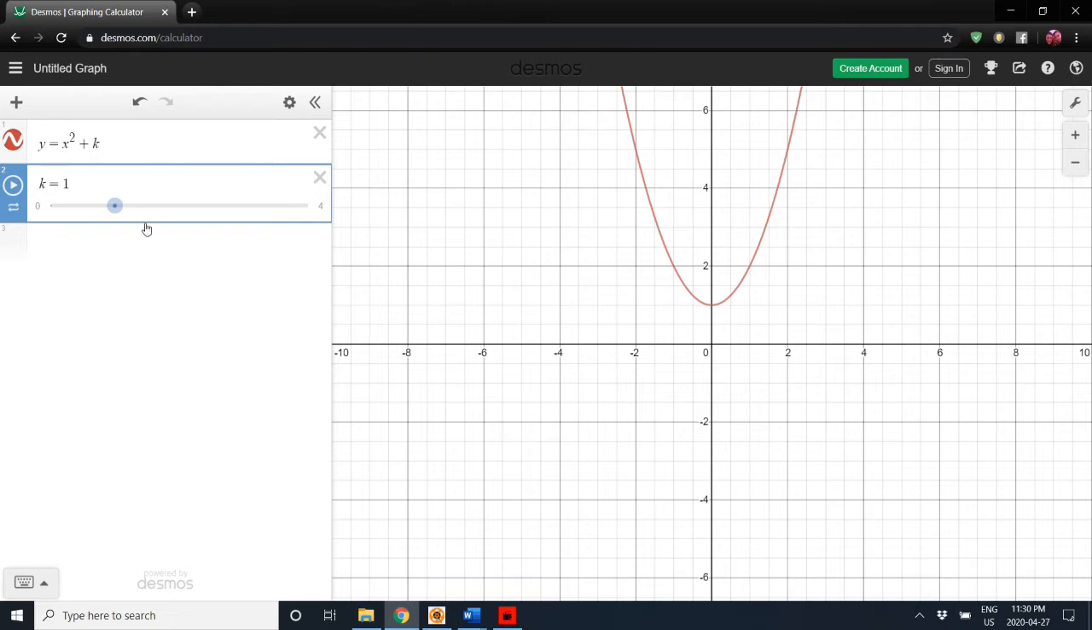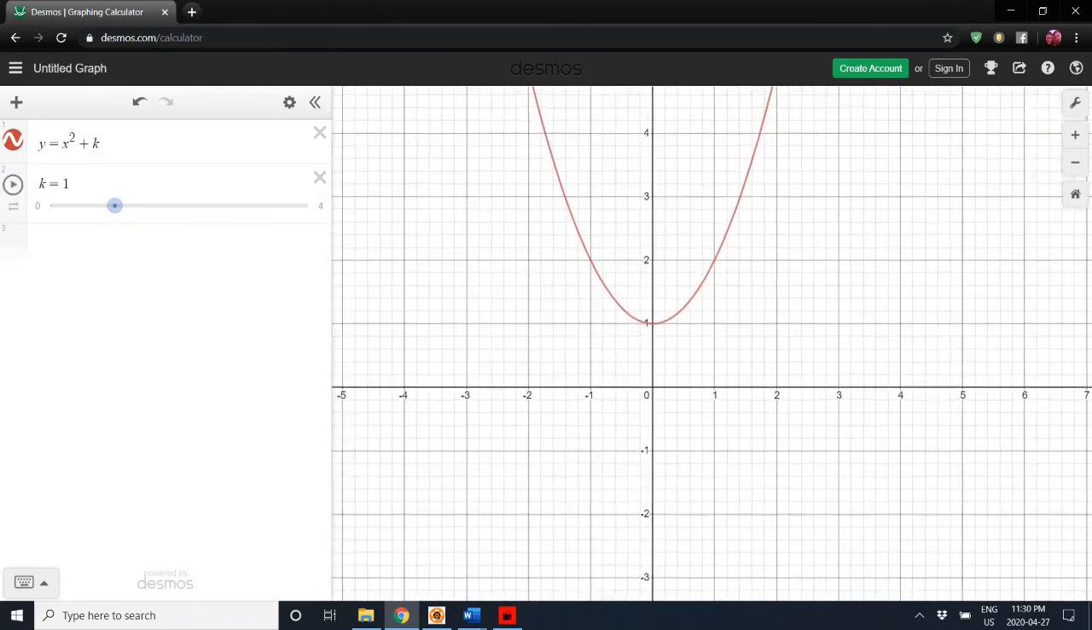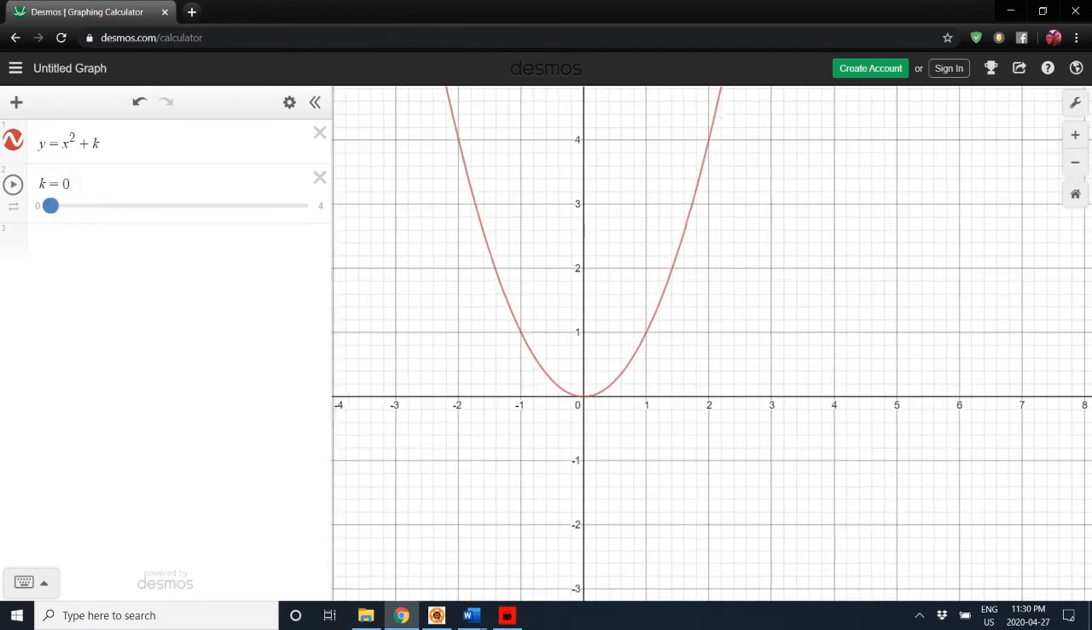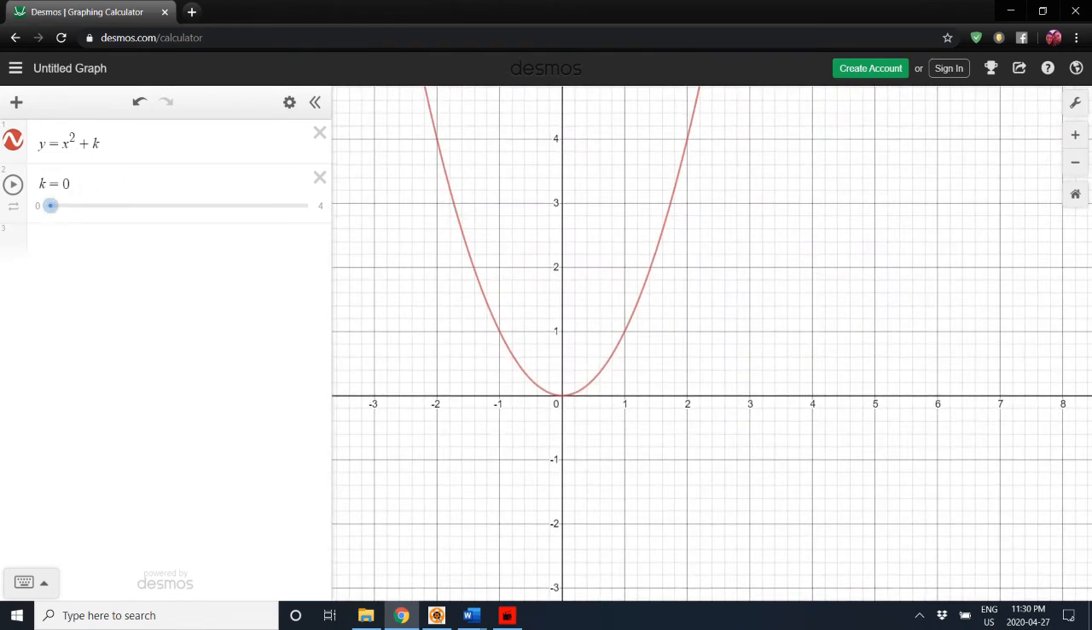And then let's click the slider. Actually, let's zoom in just a little bit so we can see all the numbers here. Let's go down to 0. Okay, so that's like there's no k value. Since k is 0, we can ignore it. And then let's see what happens when we move to 4. We can see it's just moving upwards.